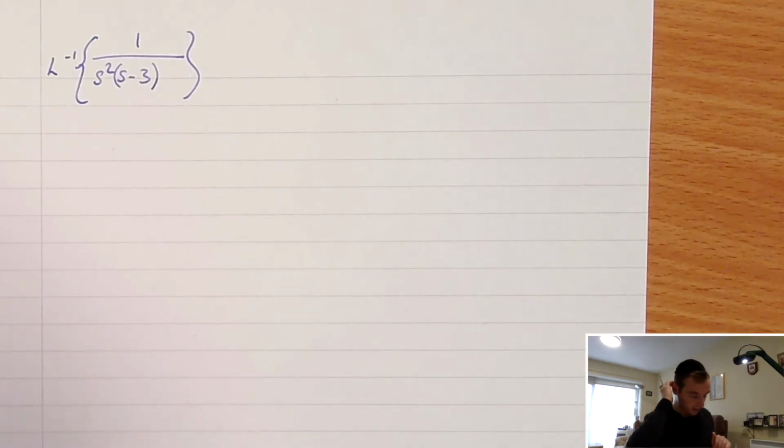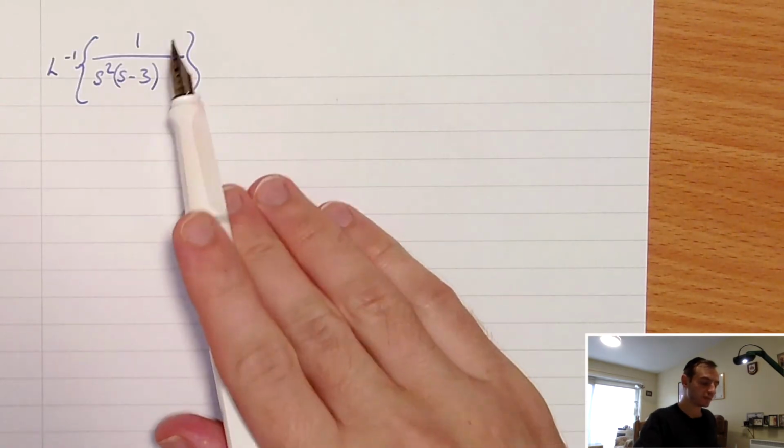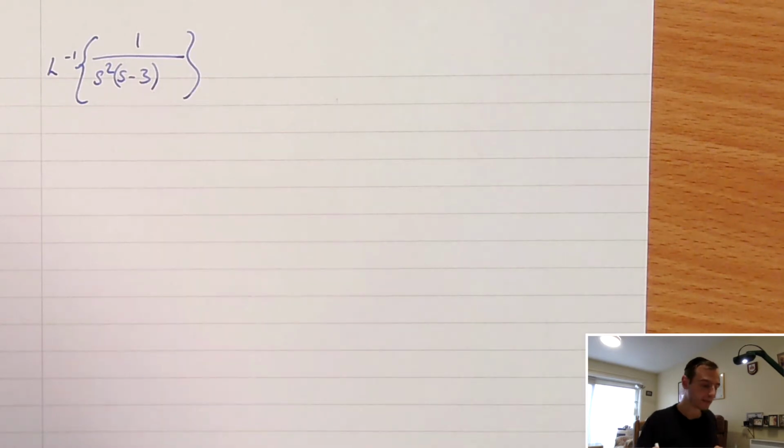So here we have a question asking for the inverse Laplace transform of 1 on s squared times (s minus 3). Now normally what we could do is just use partial fractions as we've done before, but let's say that you don't want to, or that it's too difficult to split into partial fractions, or you just want to find another way of solving a product of inverse Laplace transforms. It's very difficult to solve.